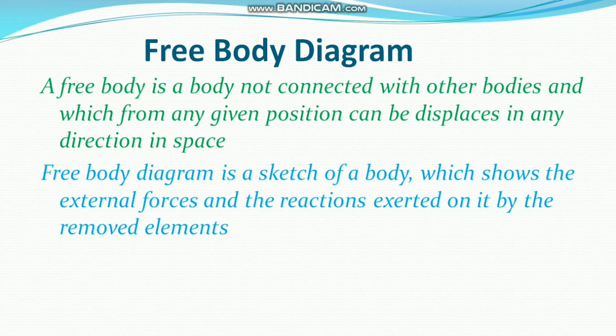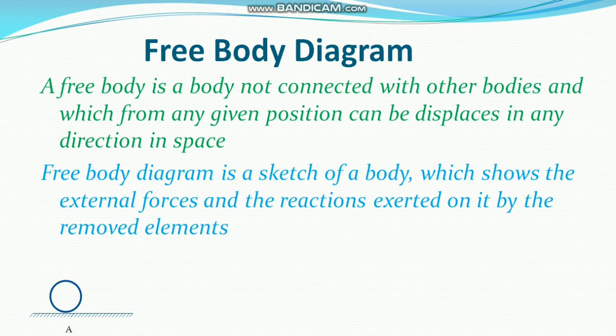Let us see a free body diagram with a simple example. This is a ball which is resting on the surface or floor. So the ball has some weight, and according to Newton's third law, every action has a reaction which is equal and opposite in direction. Let the point of contact be A.